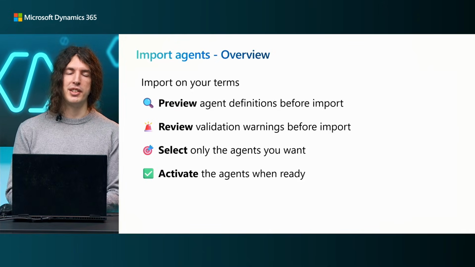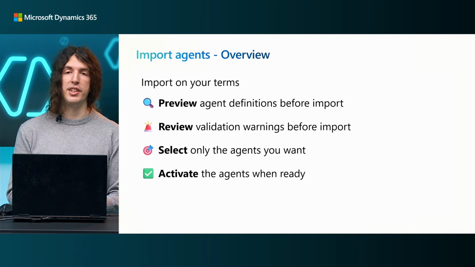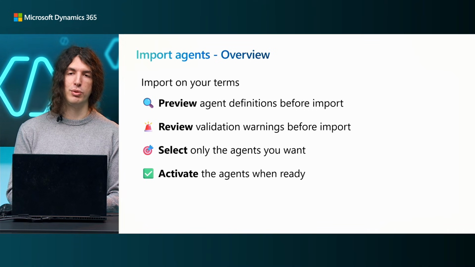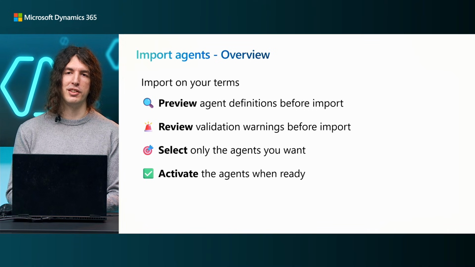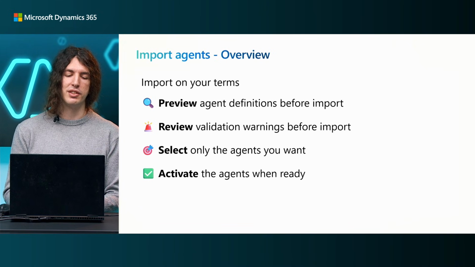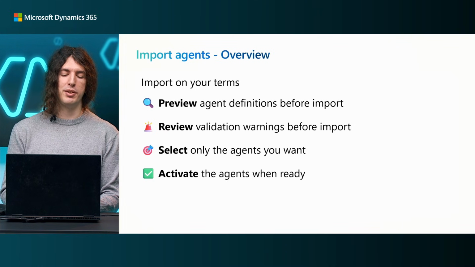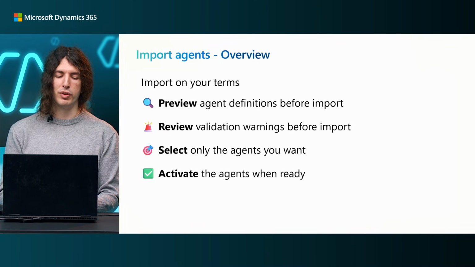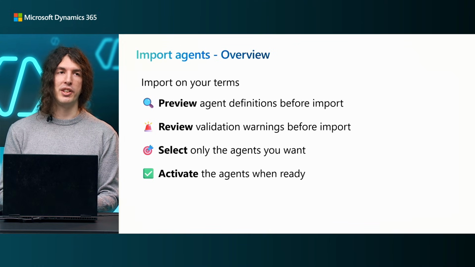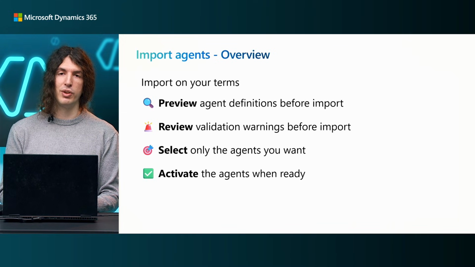After we have an XML file of an agent or multiple agents, we can now import it. The importing experience is designed to offer both security and convenience for viewing what changes will happen to existing agents. So in this process, you can preview the definitions before you import them. You can review different warnings that give you a hint if something is wrong with the definitions that you are importing. You can select only the agents you want. And finally, you can activate your agents when they are ready to be tested.